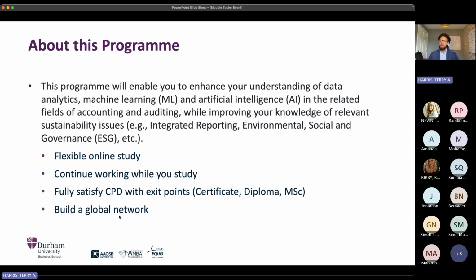And also, if you take our program, you'll build a network of individuals who are like-minded. You'll get to meet individuals who are interested in how analytics, AI, and machine learning are impacting upon and helping to improve and enhance the related fields of accounting, auditing, and finance. So these are all the advantages of pursuing our program. Flexible study, continue to work and live wherever you are, while enhancing your skills in machine learning, analytics, and how they apply to accounting and finance. And of course, satisfying your CPD and building a network of like-minded individuals.